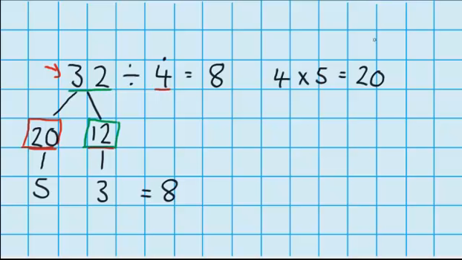And when I shared out the 20 counters between my 4 groups, I had to put 5 in each group. And when I shared the 12 items between my 4 groups, I put another 3. And that's how I get this total of 8.